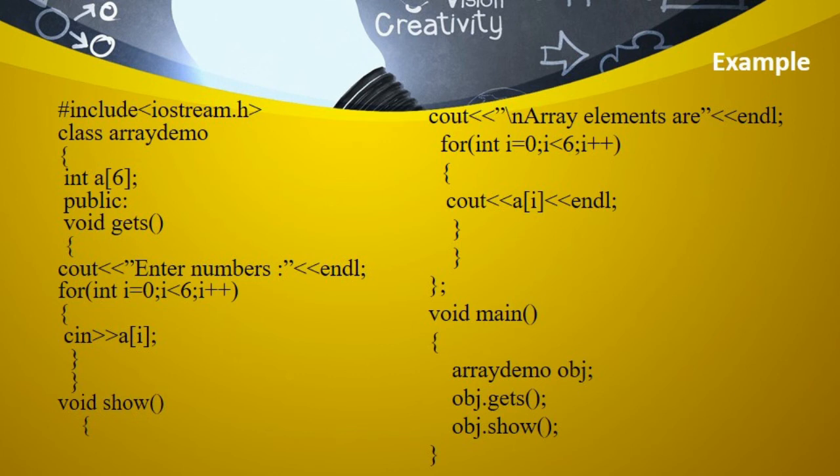Automatically the execution passes to the show member function. Within that show member function, an output statement is included, and the text "array elements are" must be printed as it is. Again a for loop is inserted. So now we are going to print the values which were received as inputs from the user.